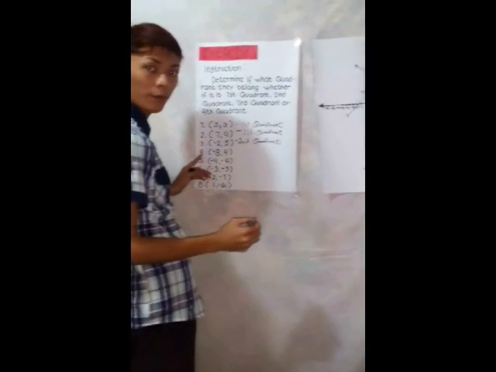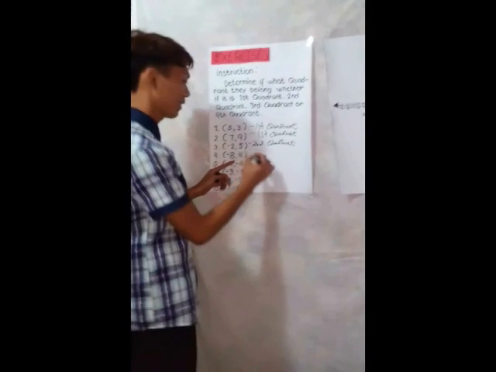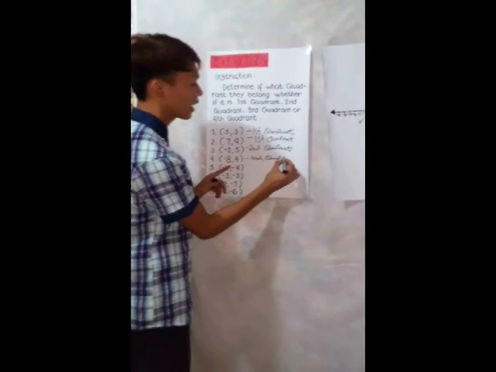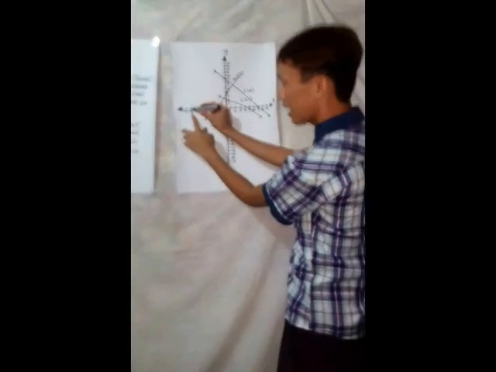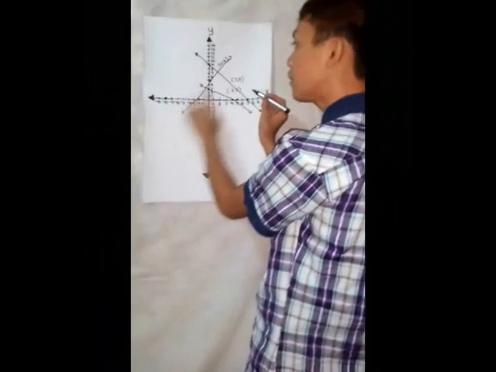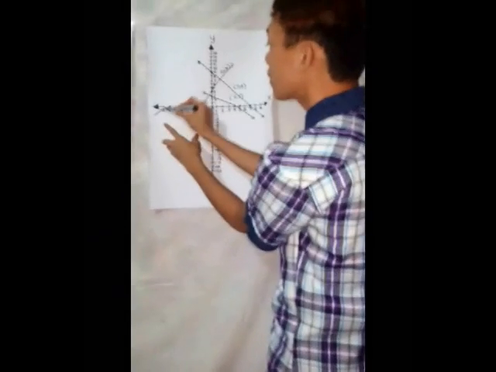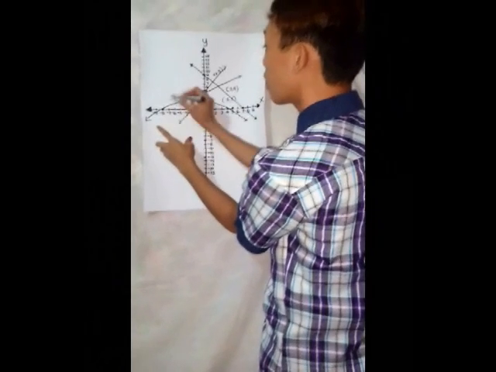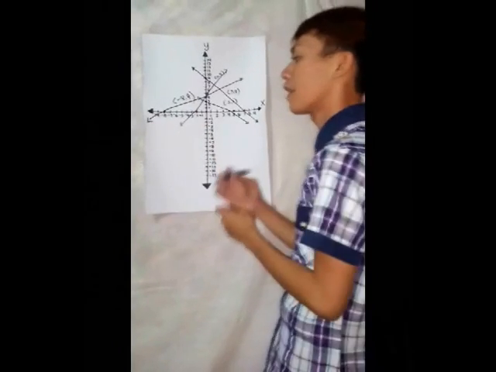Next, in number 4, what do you think? Yes, again. This belongs to second quadrant. So, negative 8. Here's the negative 8. And positive 4. Here's the positive 4. Going to do again, going to line. And we're going to write negative 8 and positive 4.